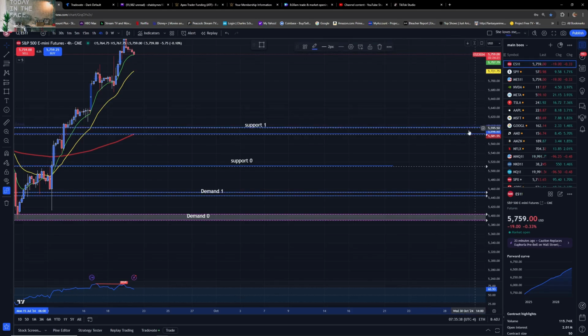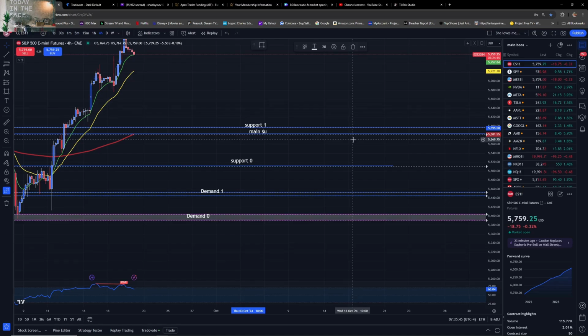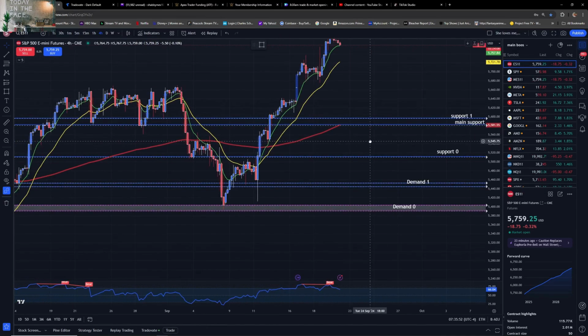So for me in the current time frame, as I click my T, I'll make this my main support. This is one of the key areas. This is a hot area right here. When we come down to the main support level, you're going to have some strong reaction out of it.